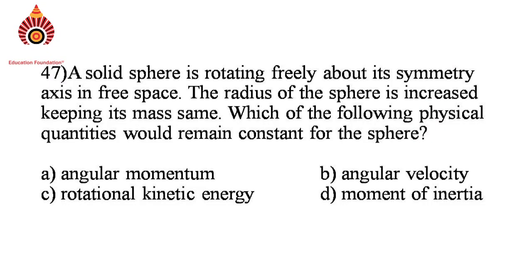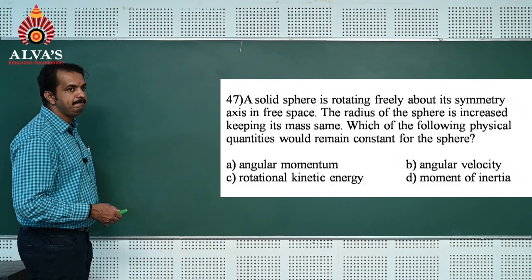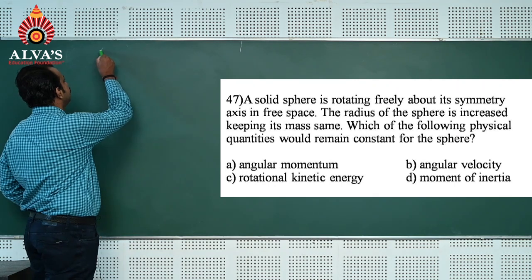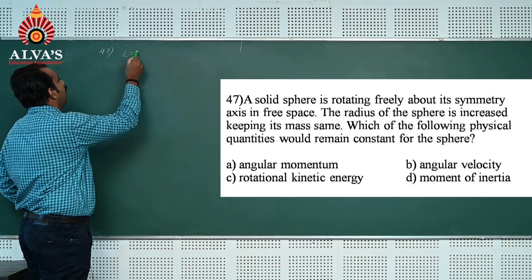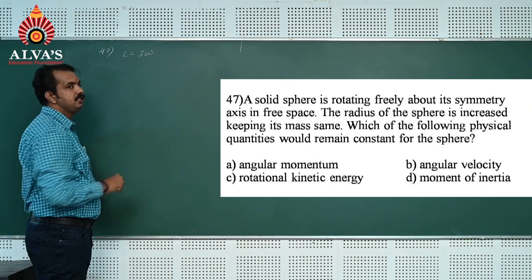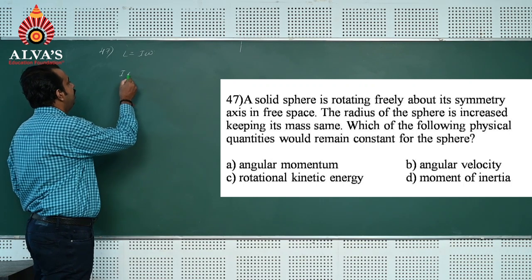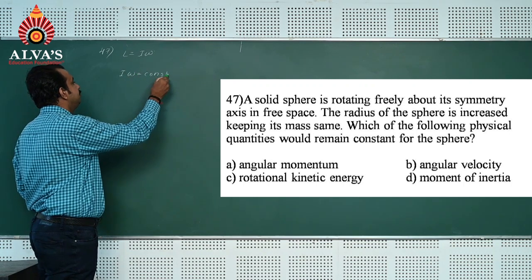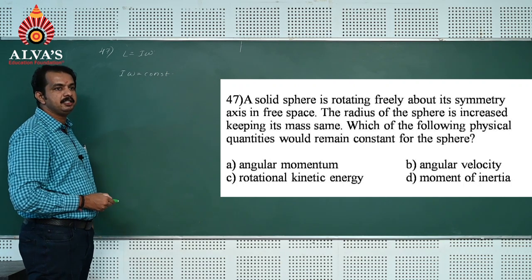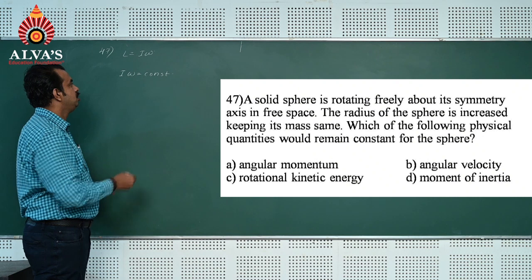Question number 47. A solid sphere is rotating freely about its symmetric axis in free space. The radius of the sphere is increased, keeping its mass the same. Which of the following physical quantities would remain constant for the sphere? So remember here, L is equal to I omega. Since no torque is acting here, L is constant, which means I omega is equal to constant. Here it is given the radius of the sphere is increased, keeping its mass constant.